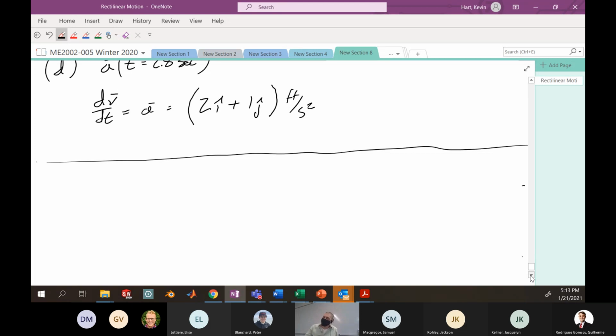All right, so the next step on our journey is relative position with a translating frame.